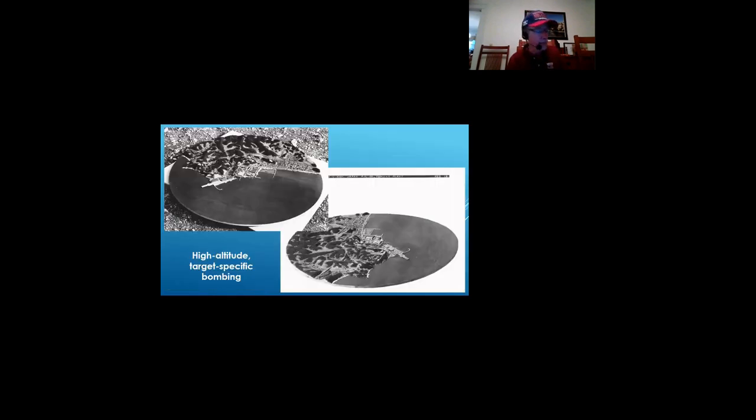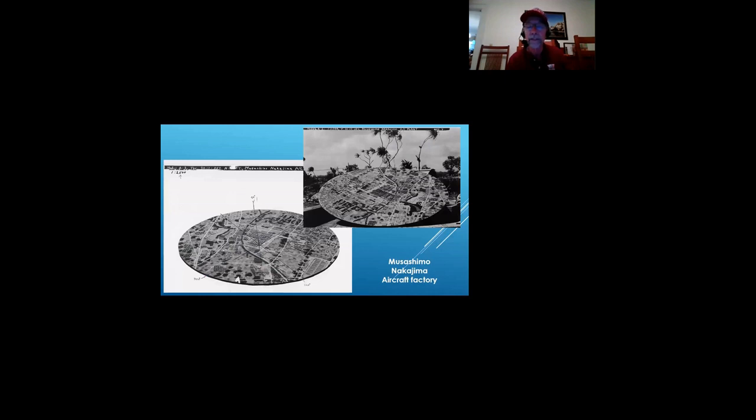You can see in the lower right picture, there's a stack of maps piled up in the foreground. And these are what the maps looked like. They were incredibly detailed. They're works of art, actually, and they're 6 feet across. These are some more urban target maps. This one is a Nakajima aircraft factory.